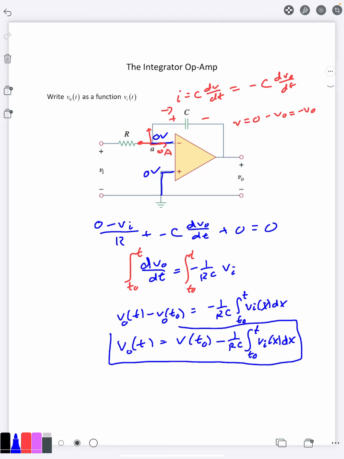And so what that means is this circuit here, when you're trying to find the output, it's going to be based off of the integral of the input voltage, whatever that may be. And that's why this is called the integrator op-amp. So you put whatever input function you want on there, and the output is going to be the integral of the input, scaled with this 1 over RC value here, inverted with a negative sign, and then shifted based on whatever the starting voltage was. But regardless, we basically get the integral of the input on the output using the integrator op-amp.